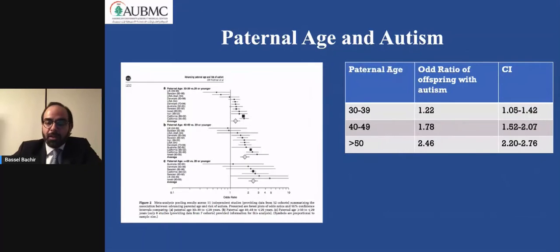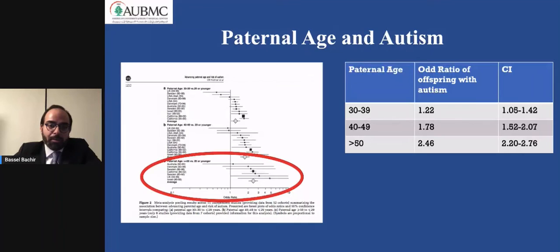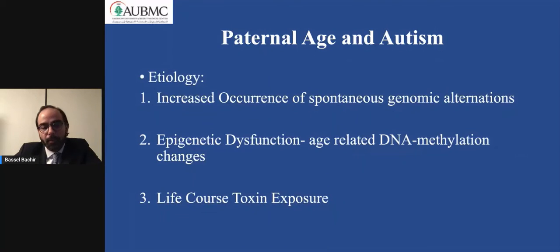Similarly, the authors of this paper also conducted a nice meta-analysis, which included around 12 previous studies on this topic. And again, the association of advanced paternal age with autism was shown, and this was particularly true in men above the age of 50. Numerous etiologies were postulated, including the increased occurrence of spontaneous genomic alterations, epigenetic dysfunction, and age-related DNA methylation changes, as well as life course toxin exposure.